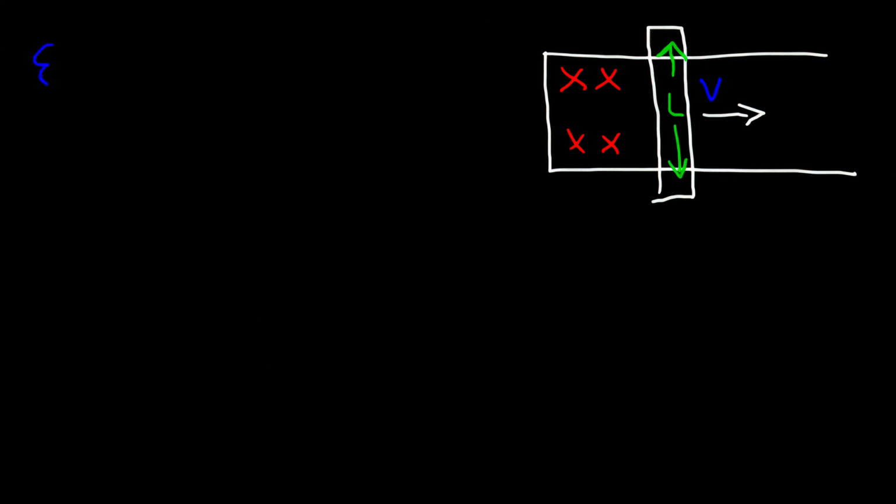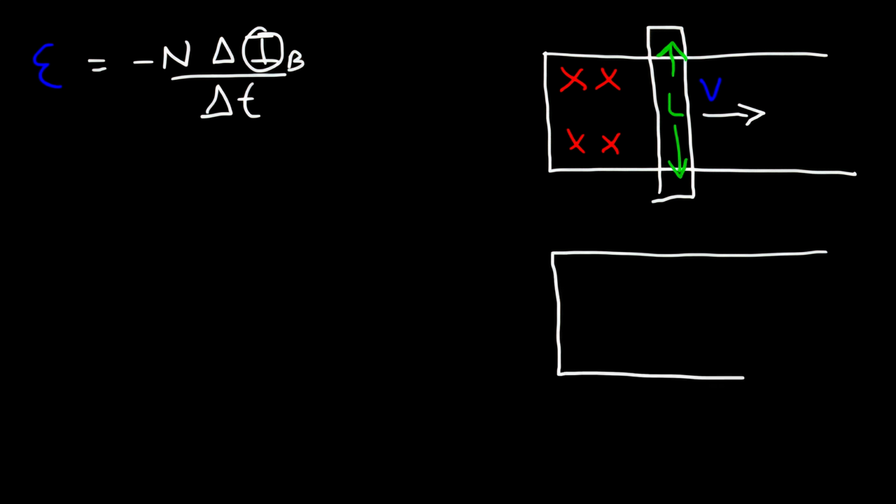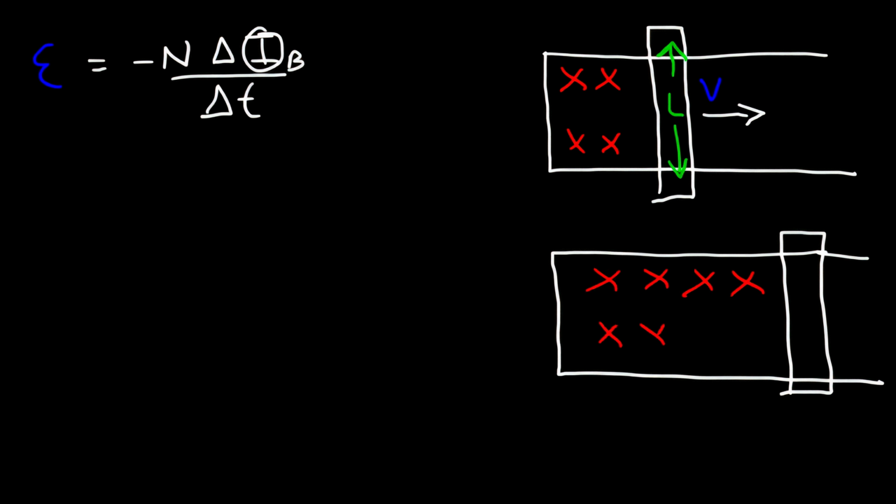Let's start with Faraday's law of induction. The induced EMF is equal to negative N times the change in the magnetic flux divided by the change in time. Now, as the rod moves, the area that is exposed to the magnetic field will increase. So let's draw a new picture. And let's say the rod is now in this area. So notice that the flux is greater since the area exposed by the magnetic field contained in that coil is greater.